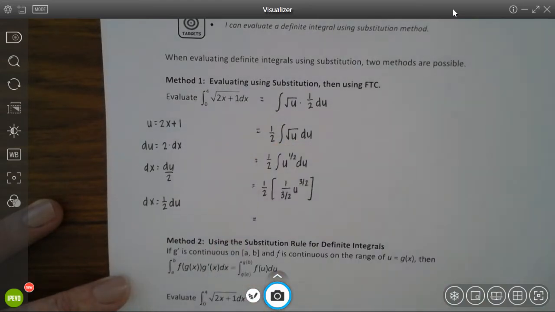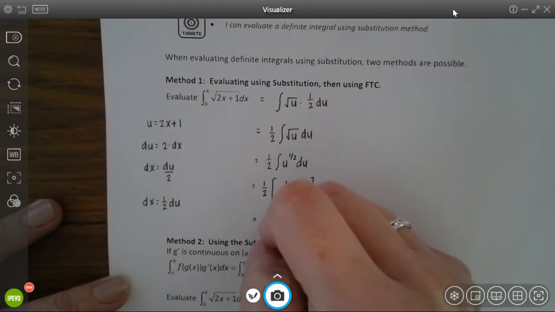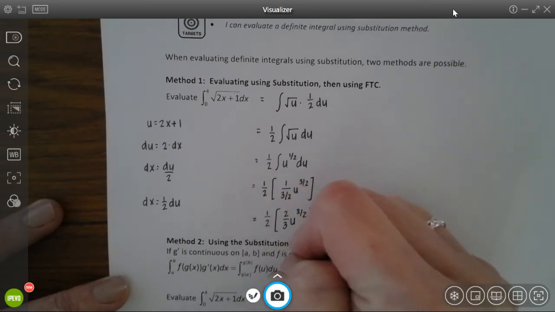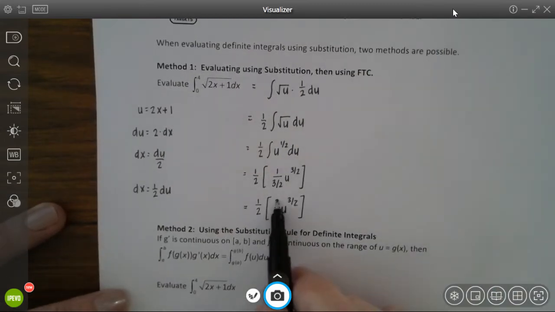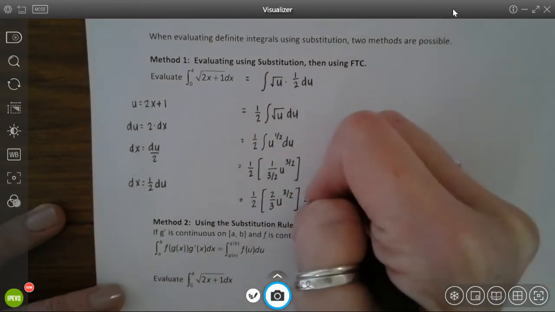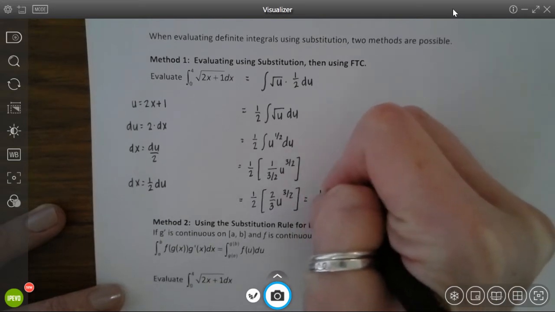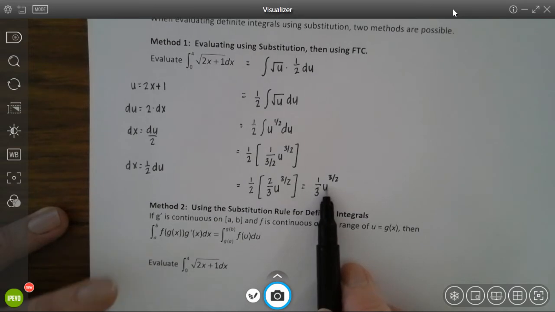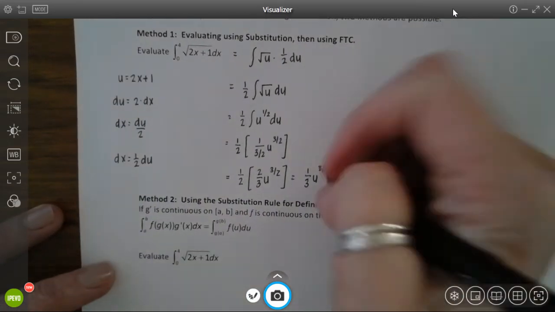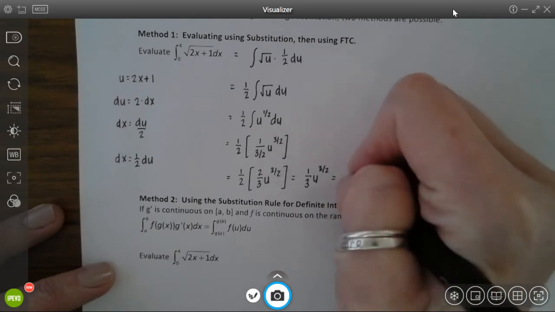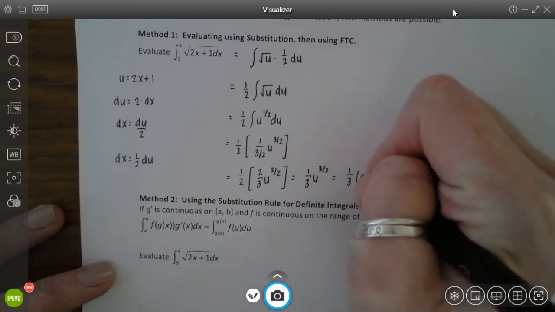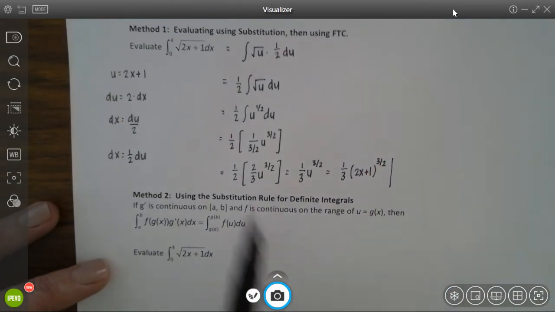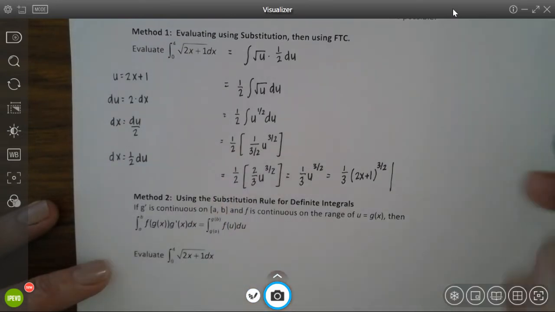But I am going to clean this up a little bit. So 1/2 times 2/3 u to the 3/2. If I multiply this, our 2's are going to cancel, so that gives me 1/3 u to the 3/2. Then at this point, we substitute u back in. We called u 2x plus 1. So that's 1/3 times the quantity 2x plus 1 raised to the 3/2 power. And at this point I'm going to evaluate from 0 to 4.